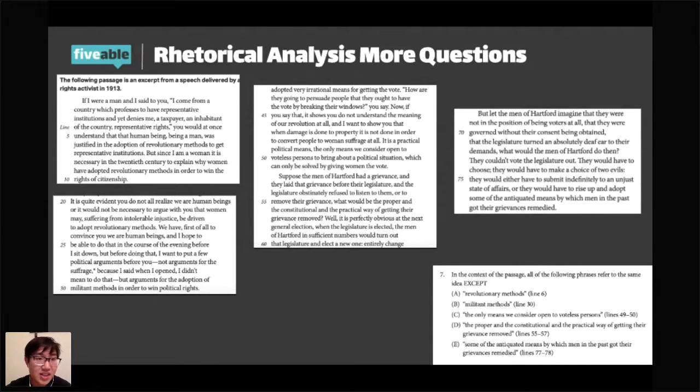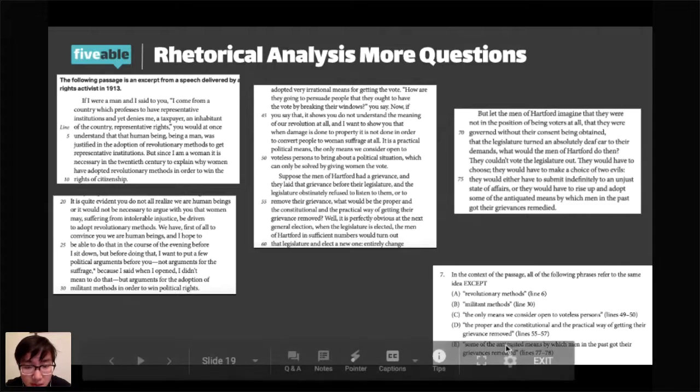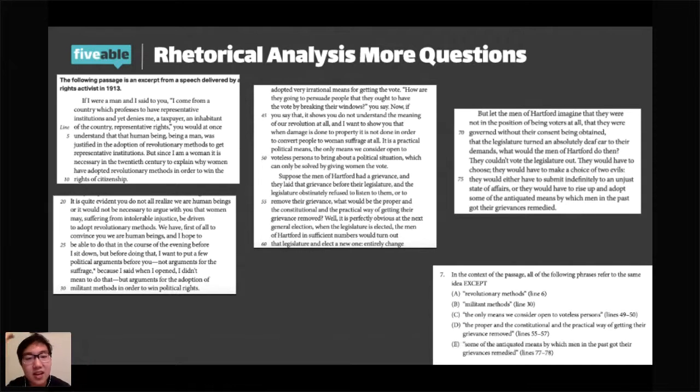And moreover, answer choice E also does that. It says here in lines 77 through 78 that they would either have to submit indefinitely to an unjust state of affairs, or they would have to rise up and adopt the antiquated means by which men in the past got them. Adopting the means that the men used in the past, that's the revolution, because that's how the US got independent. So answer choice D is the best answer, because it's not the same idea. When it mentions the proper and constitutional and practical way, that's not the revolution that they're talking about.